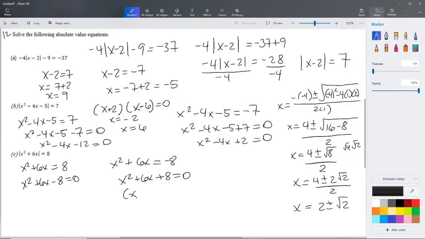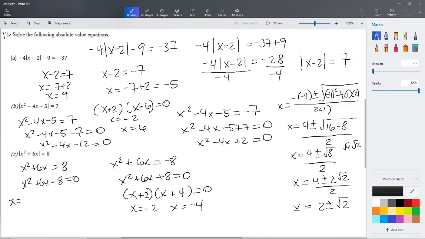So let's go ahead and factor that one right now. We're going to have an x and an x. Looks like we're going to have a 4 and a 2. 4 and 2 make 6, and 4 and 2 multiplied make 8. So it looks like x is going to be -2, and x is going to be -4. Over here we have to use the quadratic.